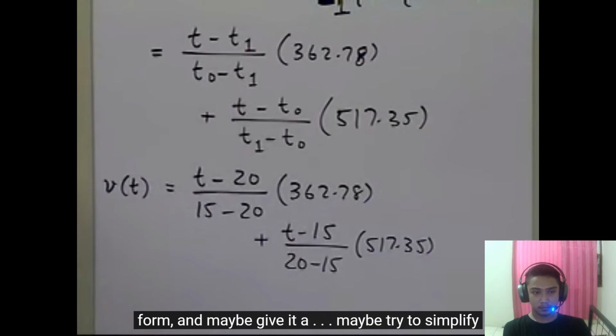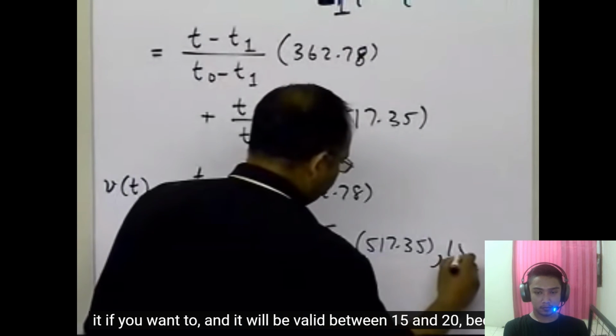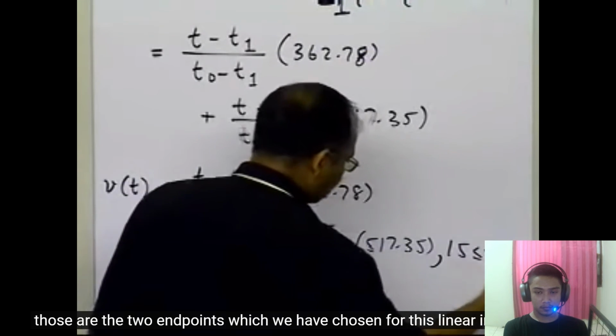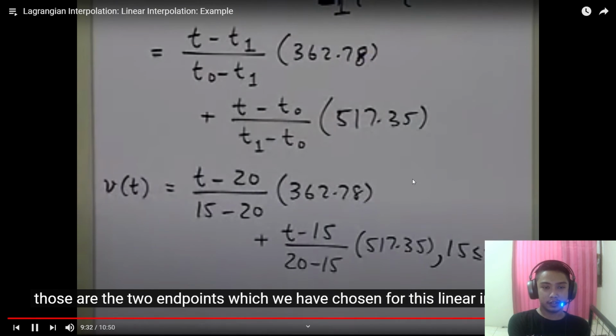If you want to write it in that particular form, you can try to simplify it. And it will be valid between 15 and 20 because those are the two endpoints. So this formula can be used for velocity data between 15 and 20 seconds. If we want to find 17, 18, 19, we don't need to recalculate, we just use this one and replace t.